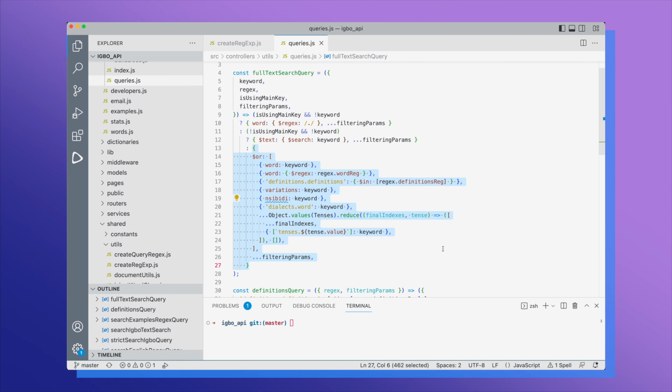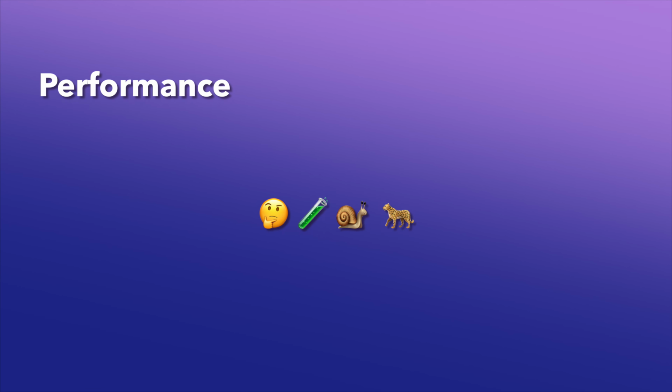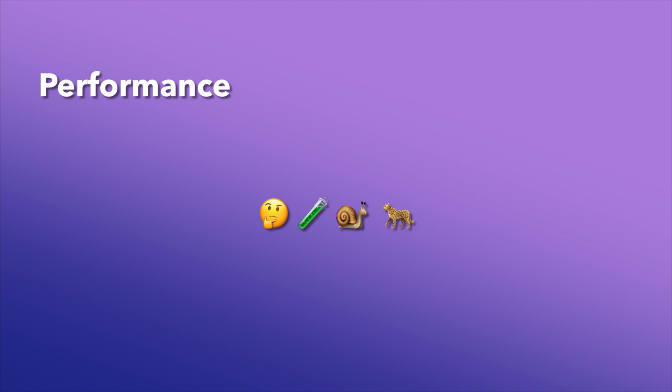Another topic that I want to address is performance. Performance has been the steepest learning curve for me working on the Igbo API. It feels like there's so many unknowns and how to test for performance before deploying. It's just a lot of trial and error. But the greatest thing about this approach is that we're not actually experiencing any significant performance issues.